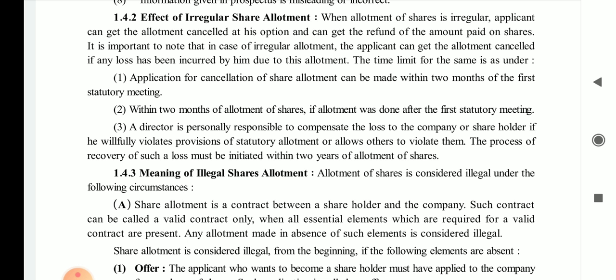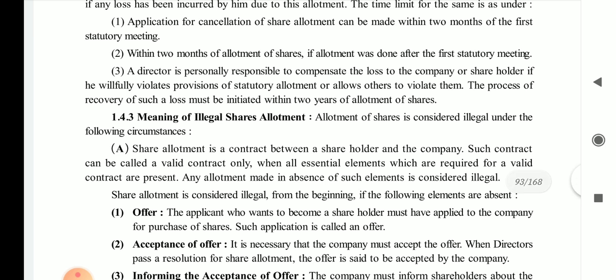A director is personally responsible to compensate the loss to the company or shareholder if he willfully violates the provisions of the statutory allotment or allows others to violate them. See, the director is personally liable for whatever violation of the rules and regulations is done, whether done by the director personally or by allowing others to violate them. At that time, the director is personally liable to compensate the person.